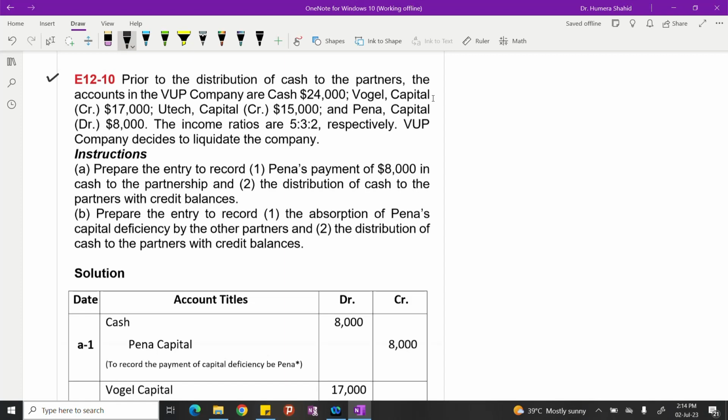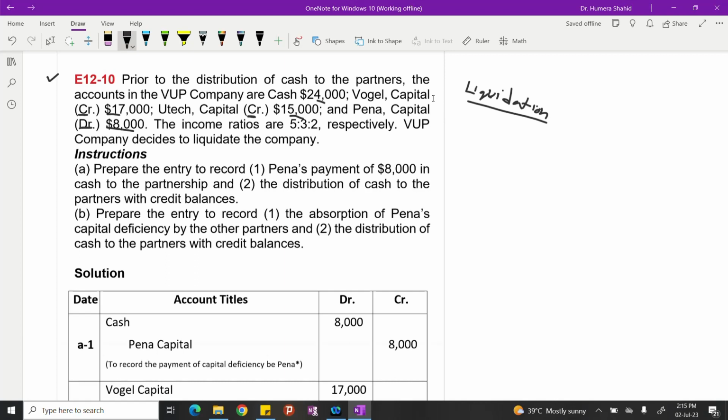Prior to the distribution of cash to the partners, the accounts of VUP company are, means they have not done the distribution to the partners. It's about liquidation, because it's liquidation, you distribute the cash to the partners. Okay. So prior to the distribution of the cash to the partners, the accounts of VUP company are cash $24,000, Vocal capital $17,000 credit. Capital has a normal balance of credit. UTEC capital credit 15,000. PINA capital debit 8,000.